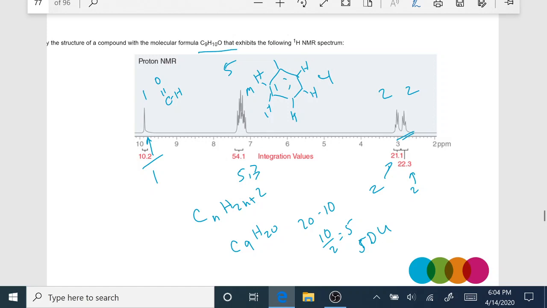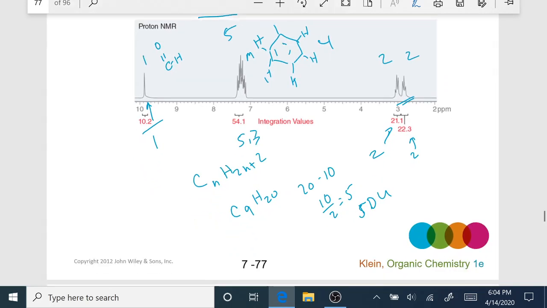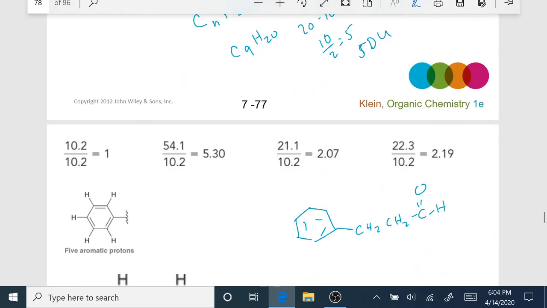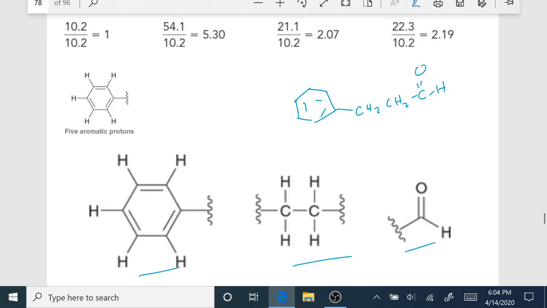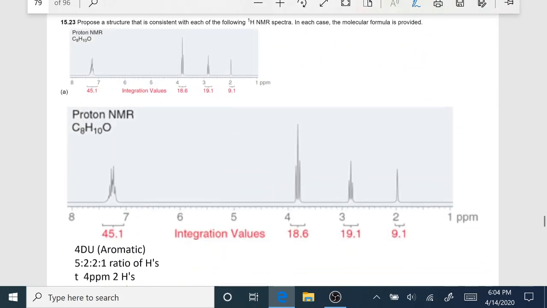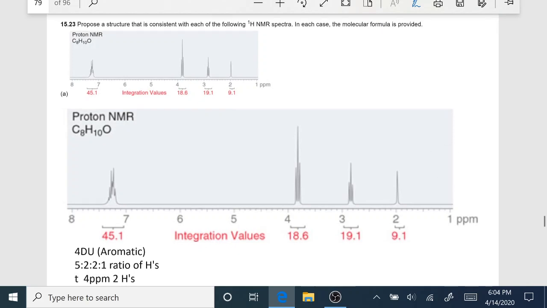So 4 is taken up by the benzene ring because that's 3 double bonds plus a ring. So that's 4 degrees of unsaturation. And then our aldehyde is 5. So that fits our spectrum nicely. Okay. So let's go ahead and propose a structure for this next molecule.